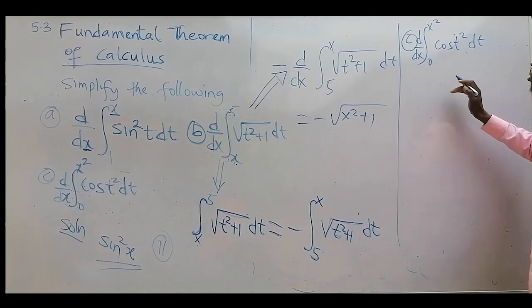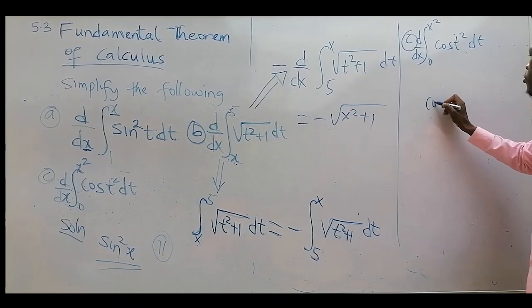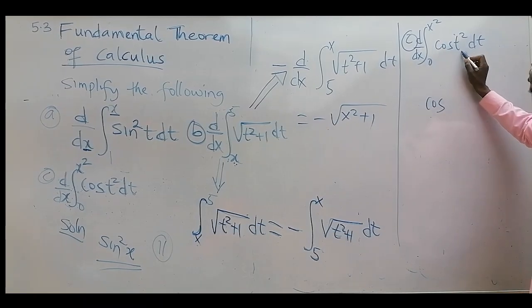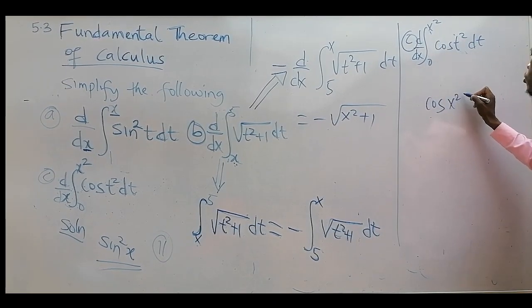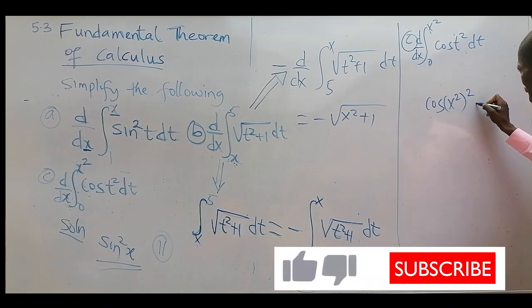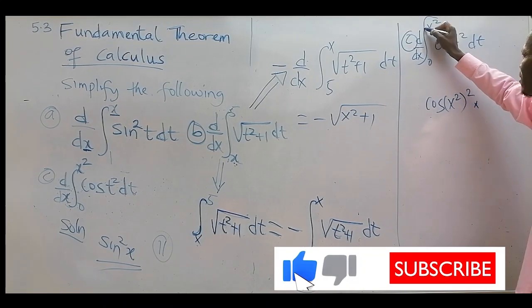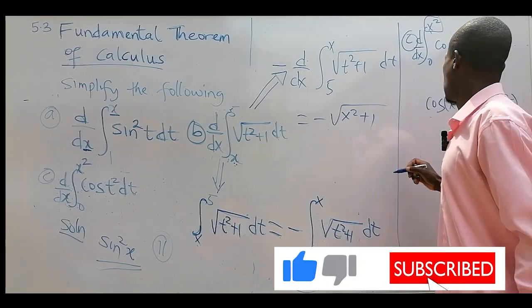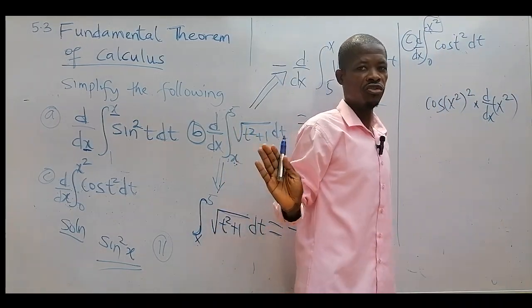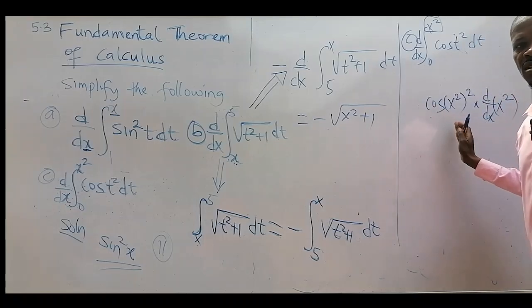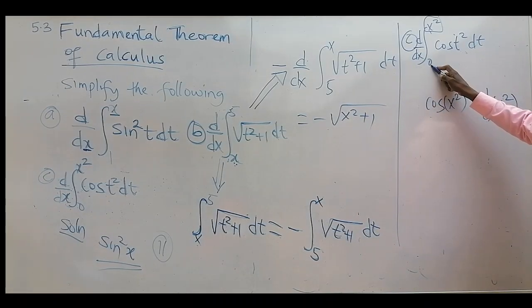So what will happen is very simple. You do your substitution. That will be equal to cos. Your t is what? You're substituting this one. That will be x to power 2, and then times the derivative of this. For the lower limit, no substitution. You don't need to do that. You don't need to waste your time, except if it's also a function.